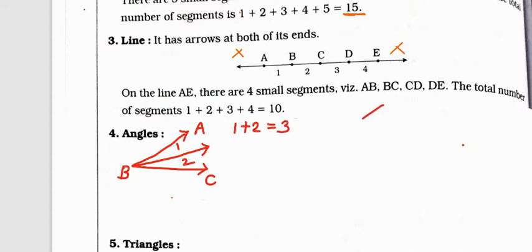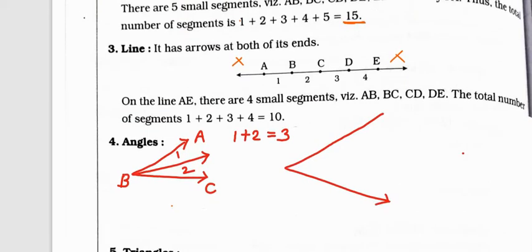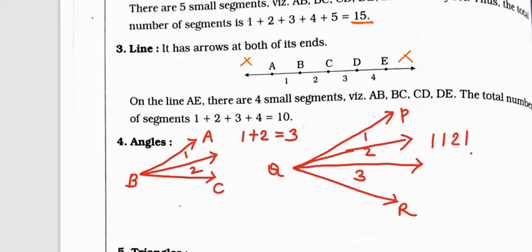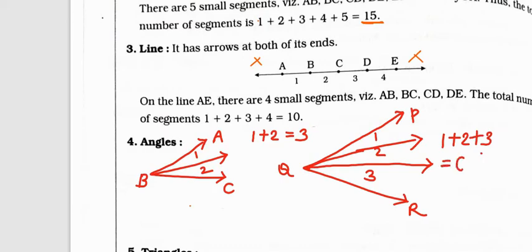Now suppose this angle is there. This angle is P, Q and R. And I divide this angle into 3 parts. Suppose this is first part, second and third part. Then how to find out total number of angles? Simply add these 3, that is 1 plus 2 plus 3, that is 3 plus 2, 5, and 5 plus 1. Total number of angles are 6 angles.